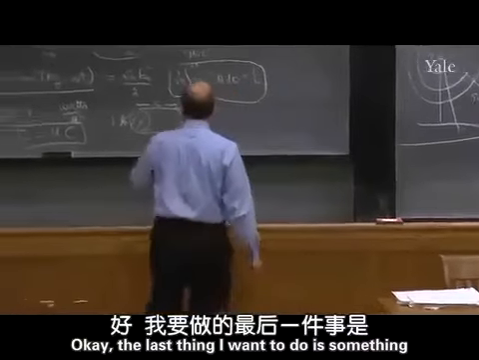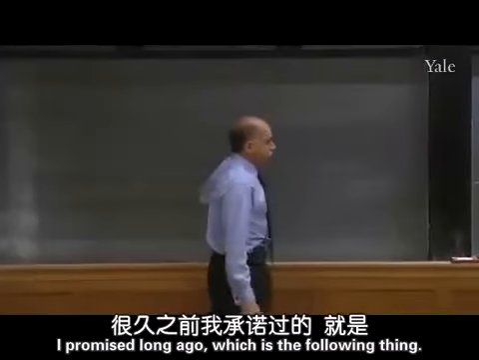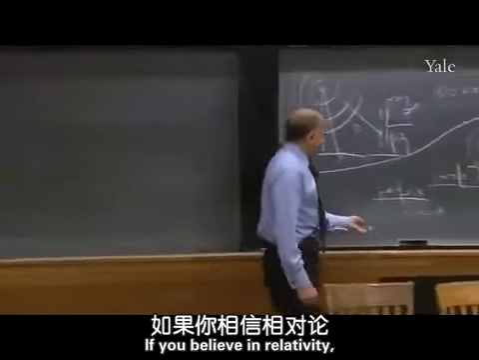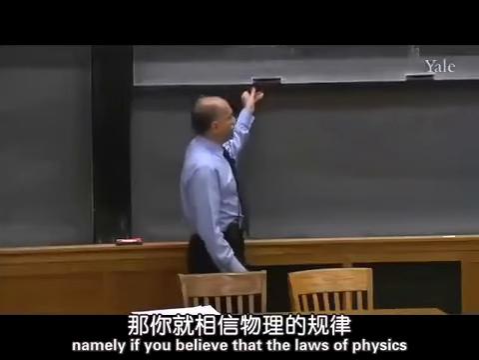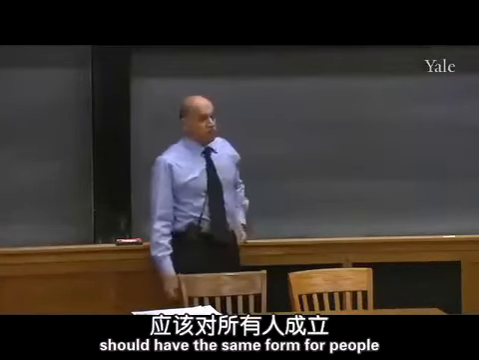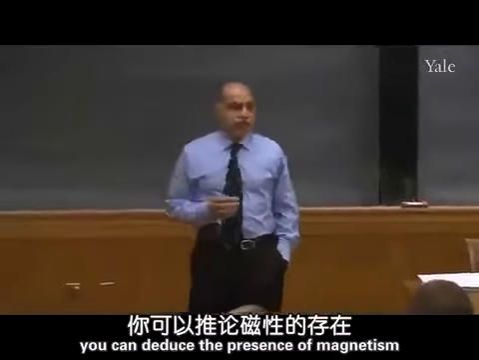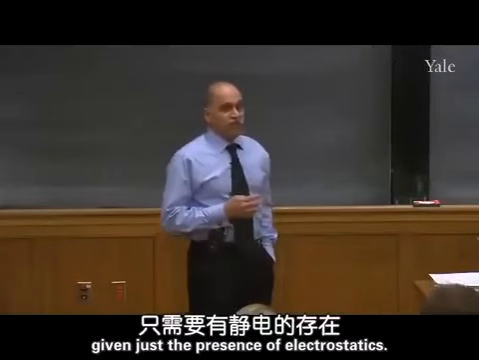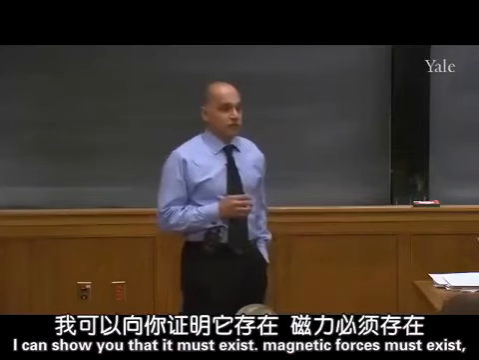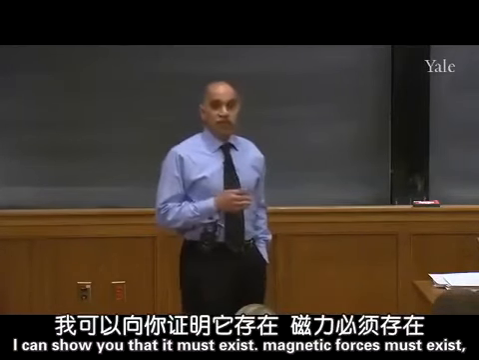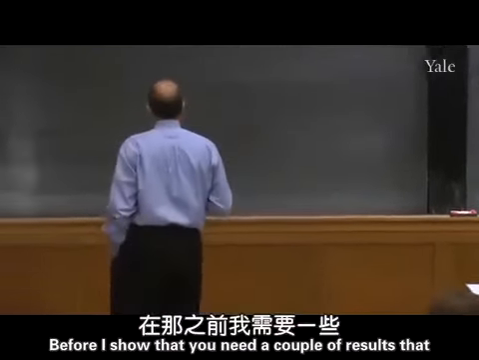Okay, the last thing I want to do is something I promised long ago, which is the following. If you believe in relativity, namely, if you believe that the laws of physics should have the same form for people in uniform relative motion, you can deduce the presence of magnetism given just the presence of electrostatics. In other words, suppose you never heard of magnetism, I can show you that it must exist. Magnetic forces must exist. And I show that as follows.